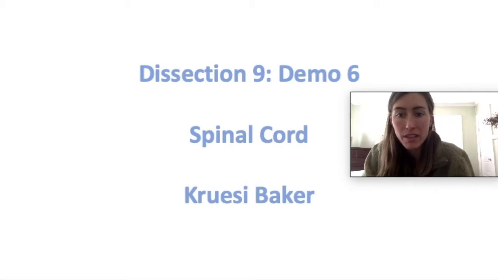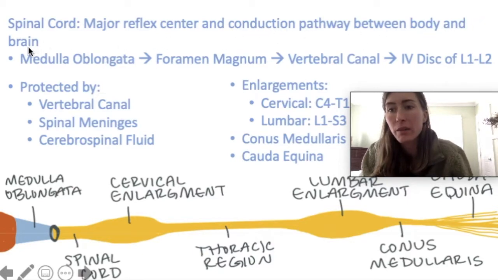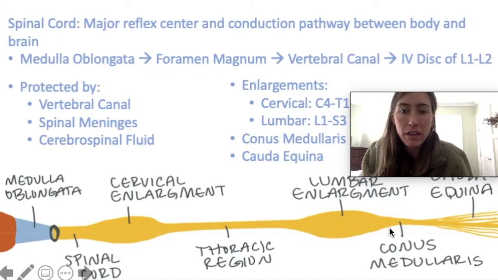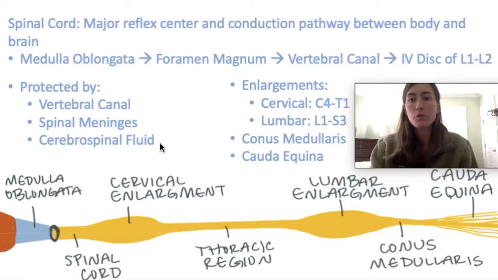This is Demo 6 about the spinal cord. The spinal cord is a major reflex center and conduction pathway between the body and the brain. It extends from the medulla oblongata through the foramen magnum here, down the vertebral canal, and ends at the IV disc of L1 to L2. It's protected by the vertebral canal, the spinal meninges, and the cerebrospinal fluid.